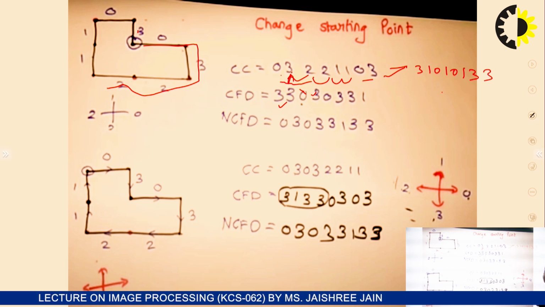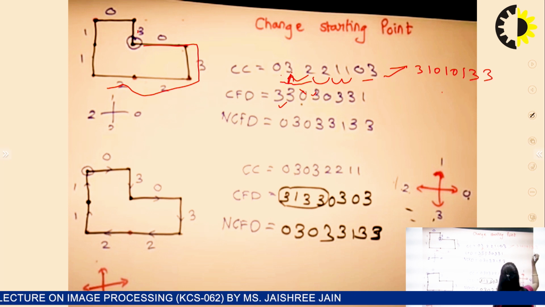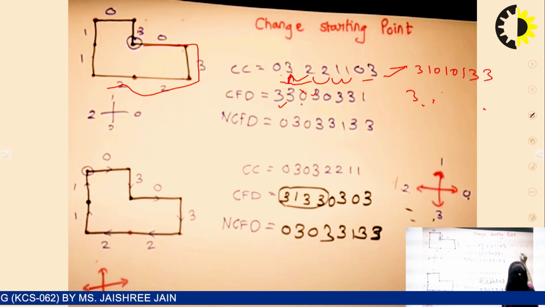Okay, then rotate this from here, so we will get the code 33131010133.